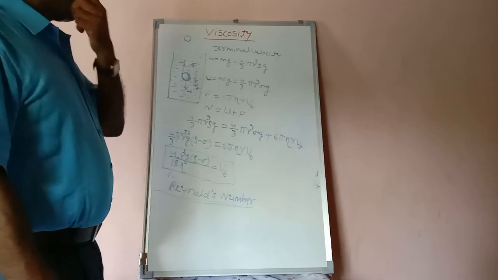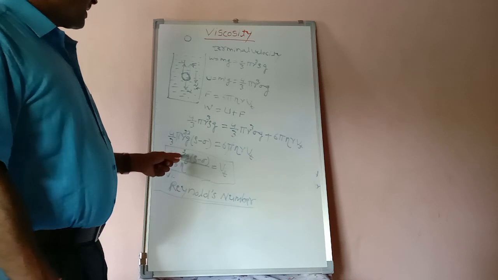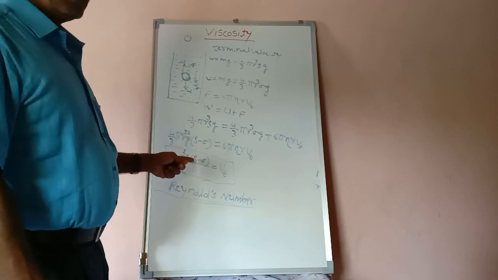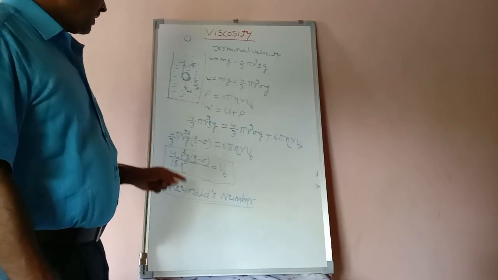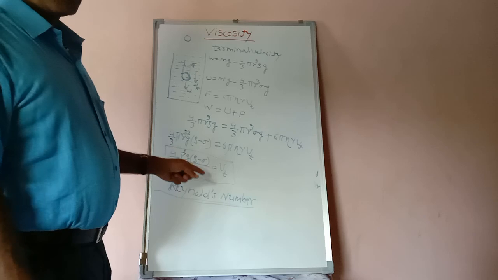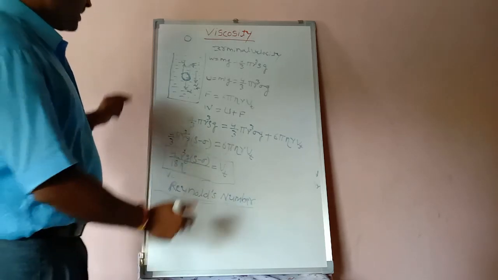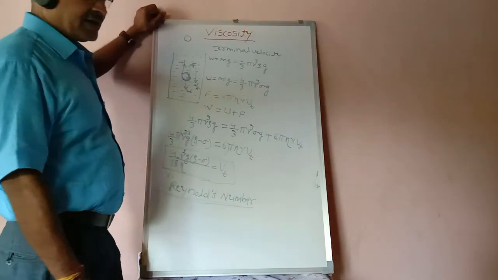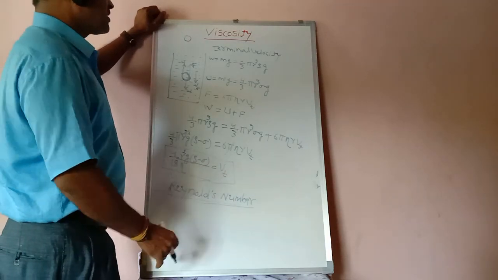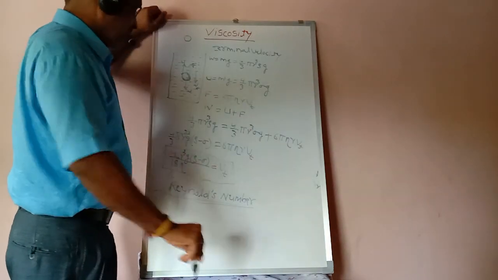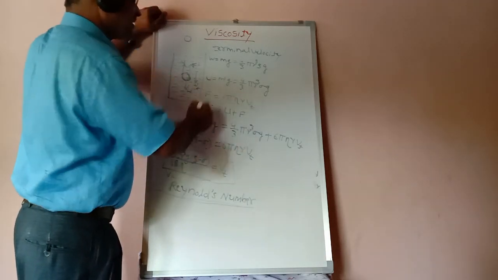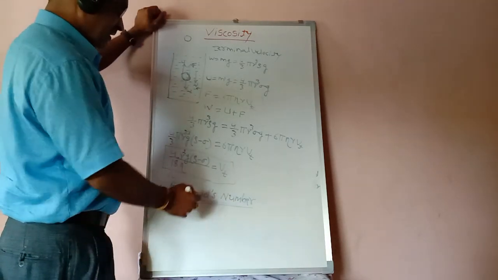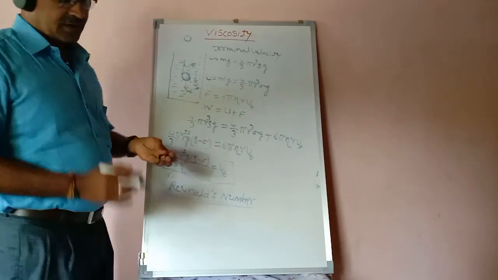Clear? Here, r is the radius, g is the acceleration due to gravity, rho and sigma are the density of the body and the density of the liquid, and nu is the coefficient of viscosity. And this is the terminal velocity, whose unit is meter per second. And this is the formula for viscous force, and the last one is the Reynolds number. Okay, continuing in the next class.